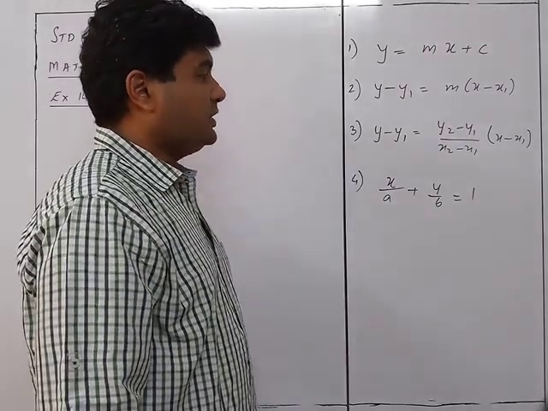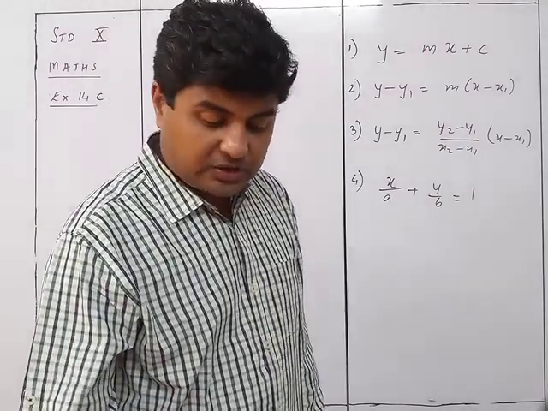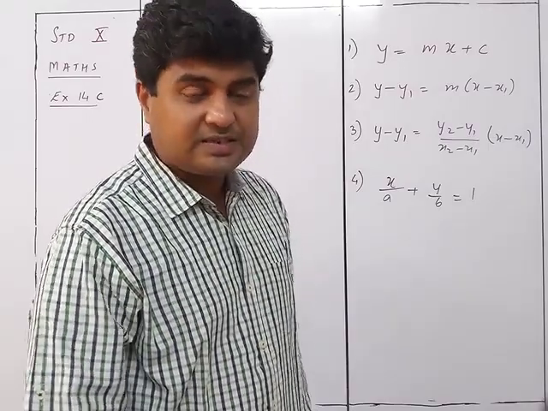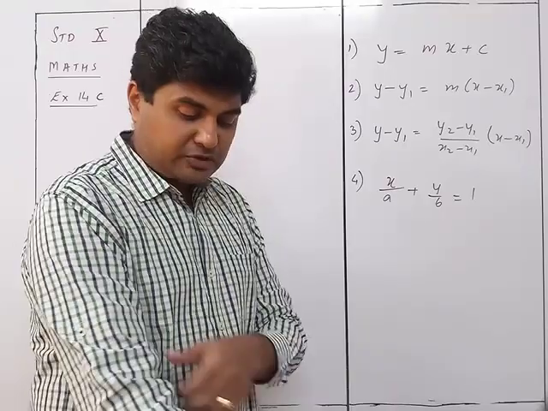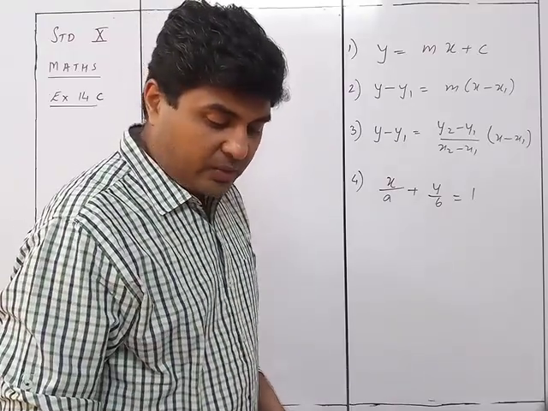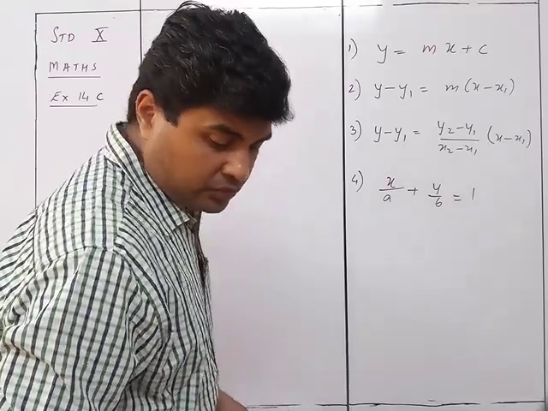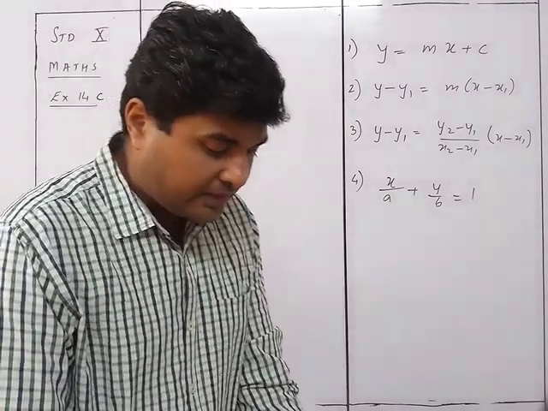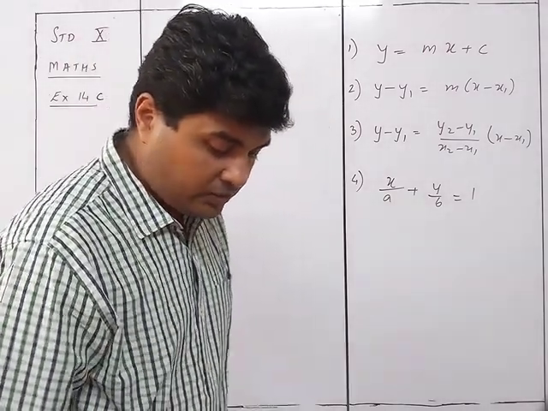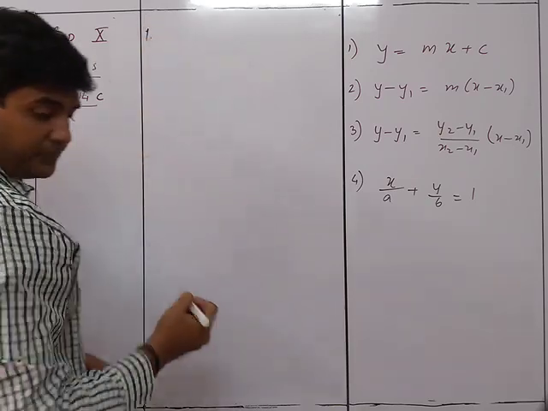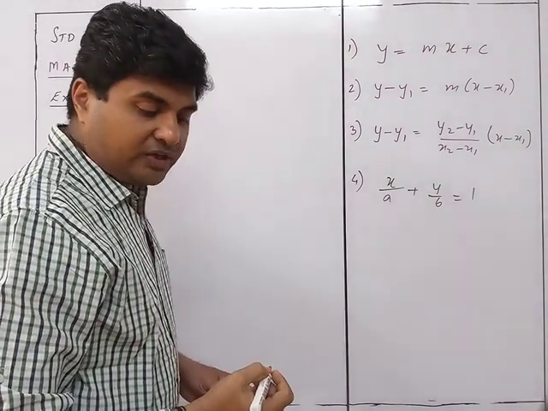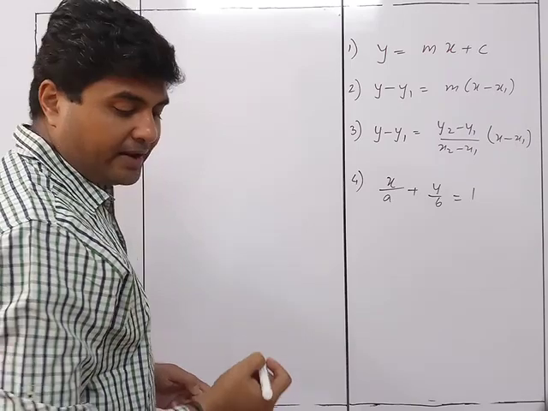So these were the different formulas which we are going to use in our exercise number 14C from Concise Mathematics. So we'll start with the first sum. We'll do the alternate sums as usual, that is 1, 3, 5, 7 and so on. So let's see sum number 1. Find the equation of a line whose y-intercept is 2 and slope is 3.